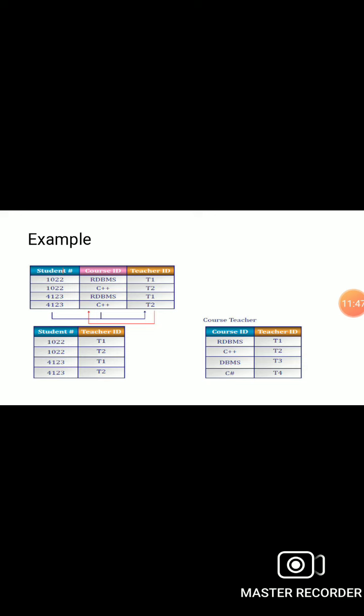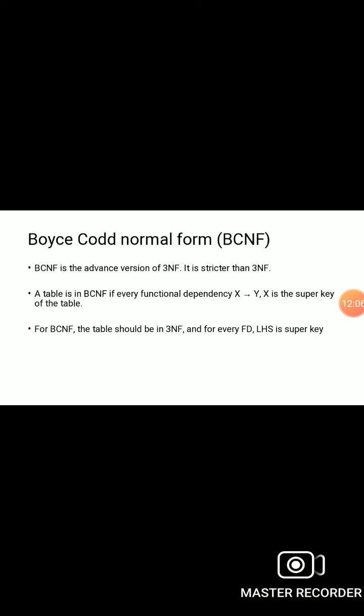Coming to the course teacher table, course ID and teacher ID. That means course ID is the left-hand side of the functional dependency of the Boyce-Codd normal form. For every table we have a left-hand side functional dependency value. That is a specific rule for the Boyce-Codd normal form.